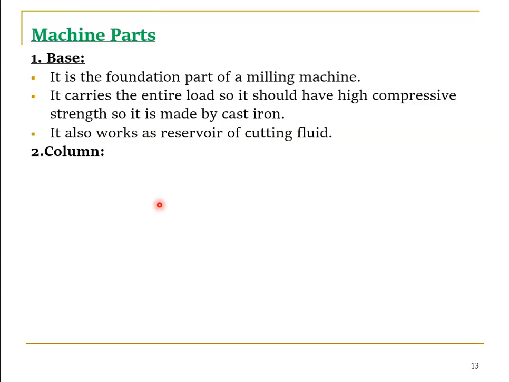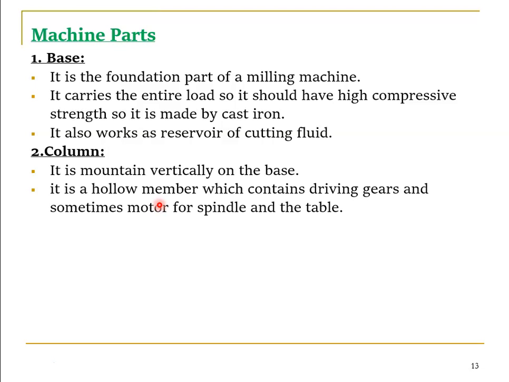The second part is the column. It is a vertical structure mounted vertically on the base. It is a hollow member which contains the driving gears, and sometimes the motor for the spindle and the table.